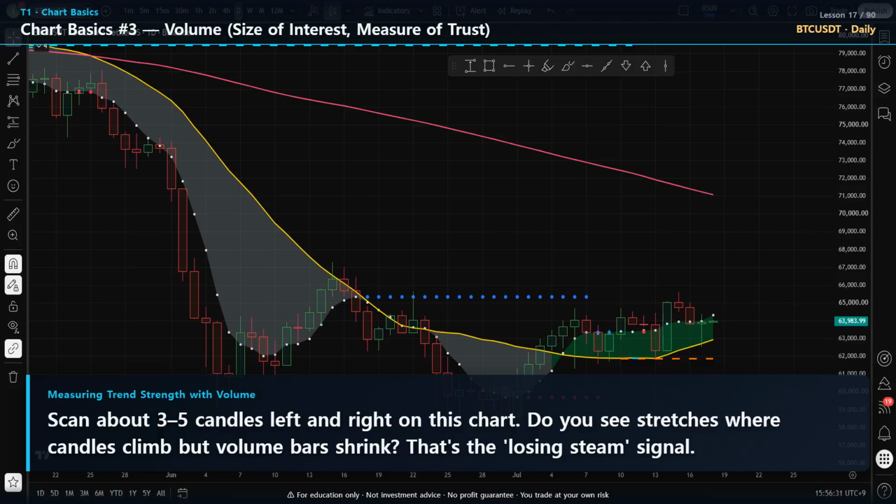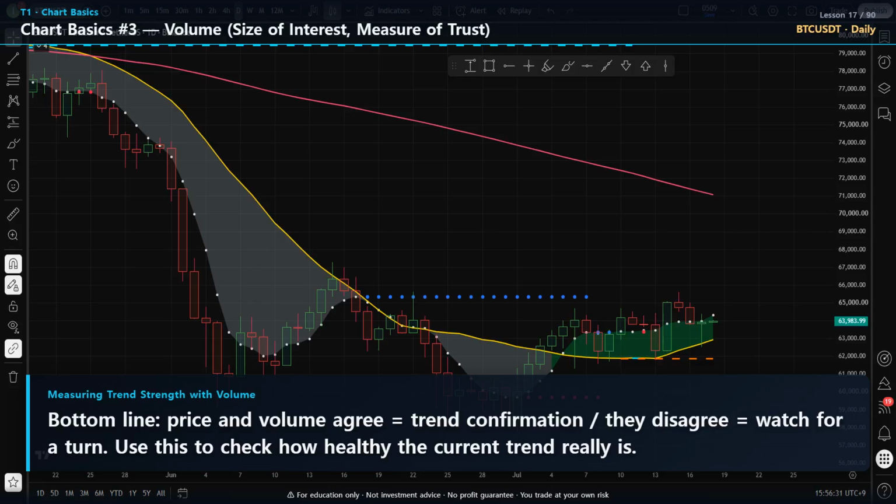Scan about 3 to 5 candles left and right on this chart. Do you see stretches where candles climb, but volume bars shrink? That's the losing steam signal. Bottom line: price and volume agree equals trend confirmation, they disagree equals watch for a turn. Use this to check how healthy the current trend really is.